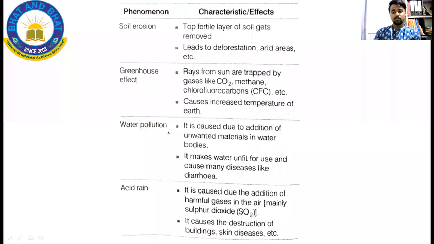Yes. So now, the full form of CFC. No, CFC is chlorofluorocarbons. Can you see here? CFC is chlorofluorocarbons. Now you tell me, have you all understood this? Shall I continue to the next one?